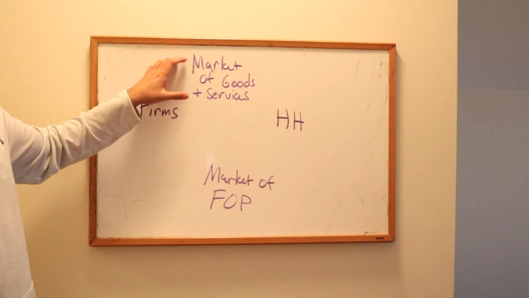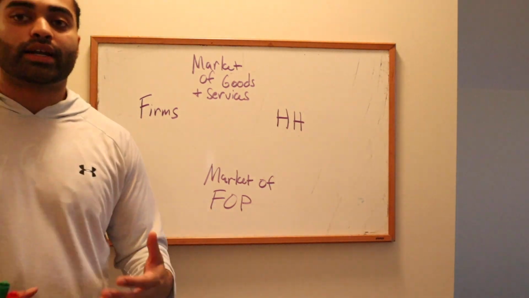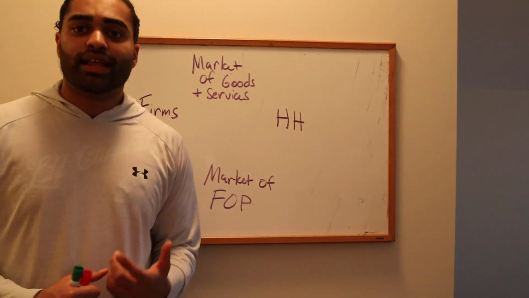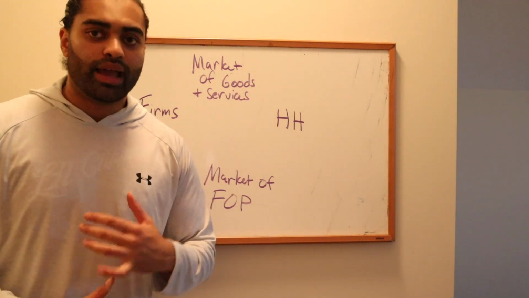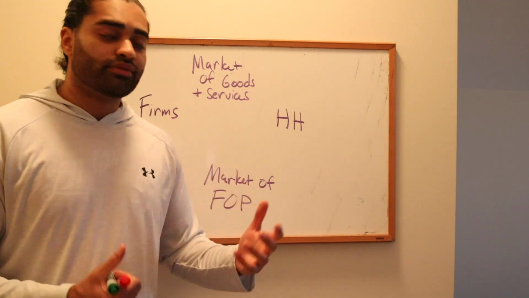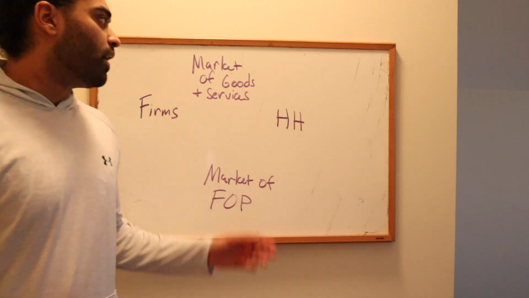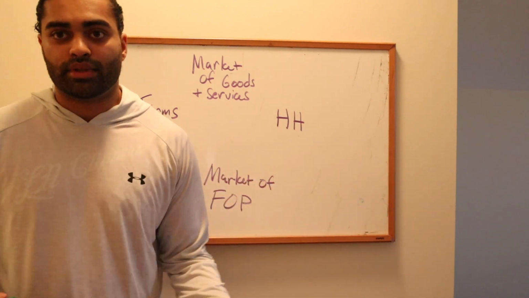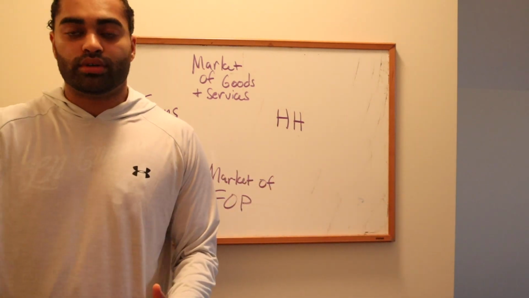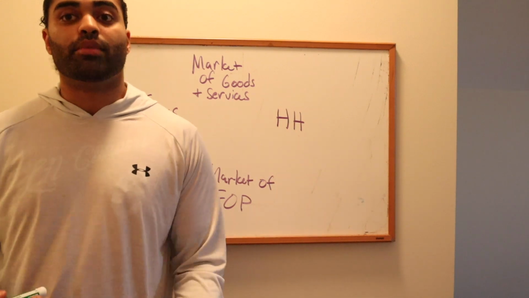So here we have the basis. We have the market for goods and services, and we have the markets of FOP. FOP stands for factors of production. Basically anything that's used to produce your final product. So land, labor, capital, input, any things of that sort are going to be included in the market for factors of production. Markets for goods and services is just an example of any market. If you go to Target to buy something, that is a market. If you go to the bookstore, that is a market. If you go online to purchase something from Amazon, that is a market.